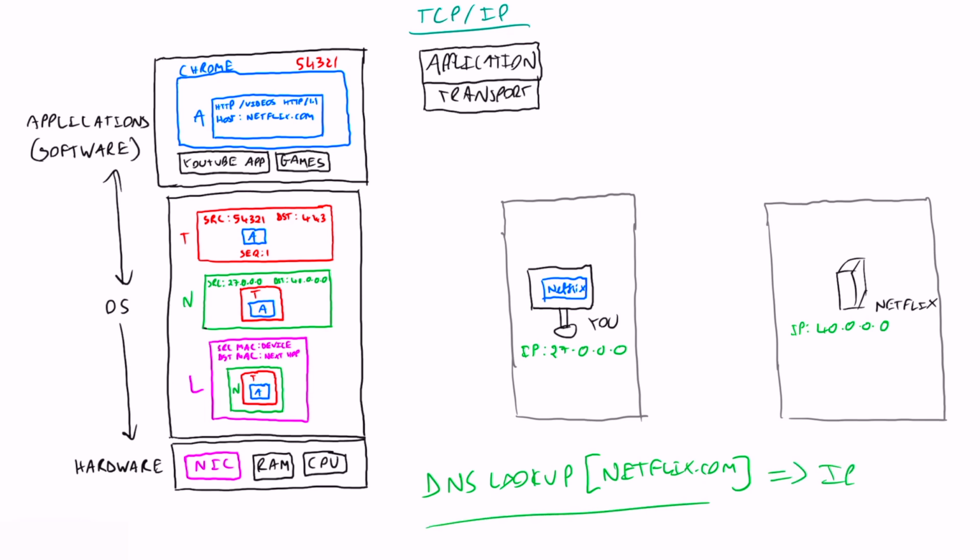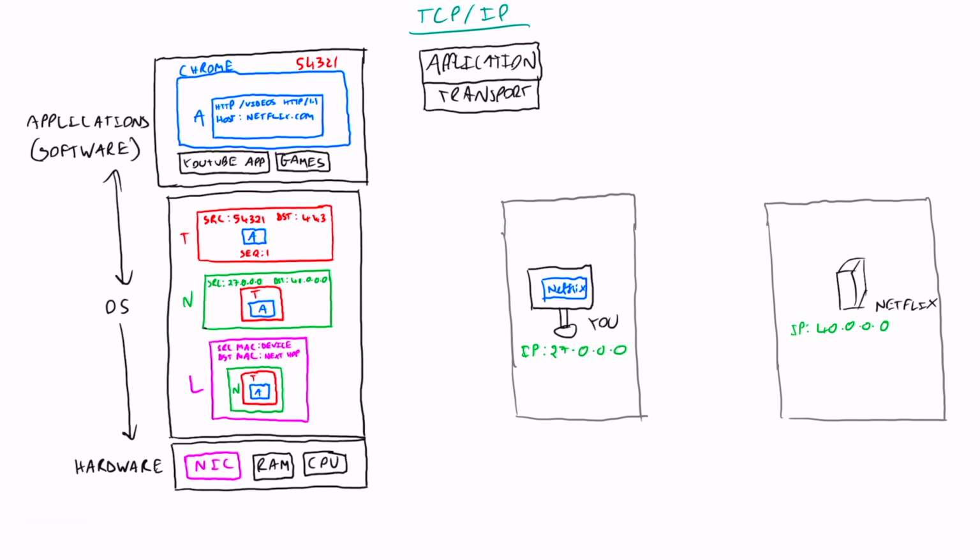So the operating system will handle taking Netflix.com, which is what you typed in your Google Chrome browser, and it's going to perform a DNS lookup and translate that into the IP address of Netflix, which is this. So we've now added the destination and source IP address to our packet. And this was done at the network layer.